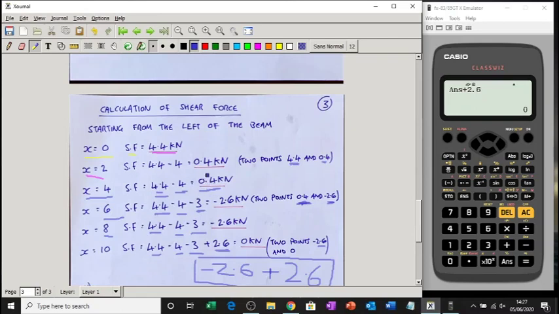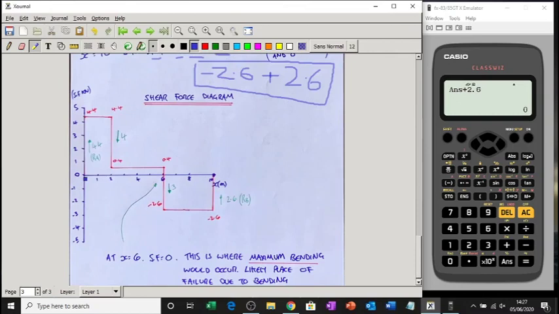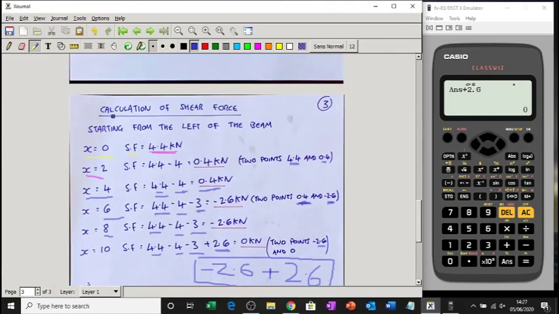So now I'm going to plot these numbers. I'm going to draw a graph like this, easier on graph paper, but times are hard. So x equals 0, I'm going to plot 4.4. Don't forget it's kilo, right? So x equals 0 in meters. X equals 2, I'm going to plot 4.4 and 0.4. X equals 4, I'm going to plot that. X equals 6, I've got 0.4 and minus 2.6. X equals 8, press the pause button.